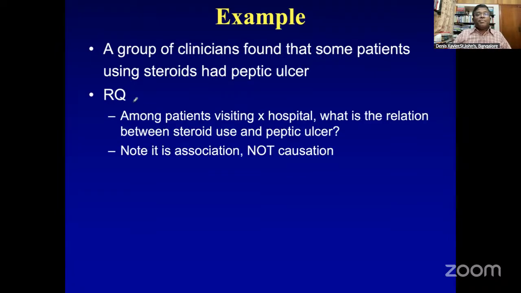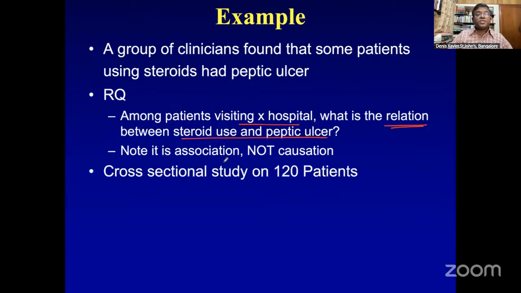Let's do some research. So what is the research question now? Among patients visiting a particular hospital, what is the relationship between steroid use and peptic ulcer? Note that we are not asking whether steroid is causing peptic ulcer. What is the relationship? In one of our study design lectures, we looked at the difference between association and causation, so I'll remind you of that. I used a very generic term, relationship.